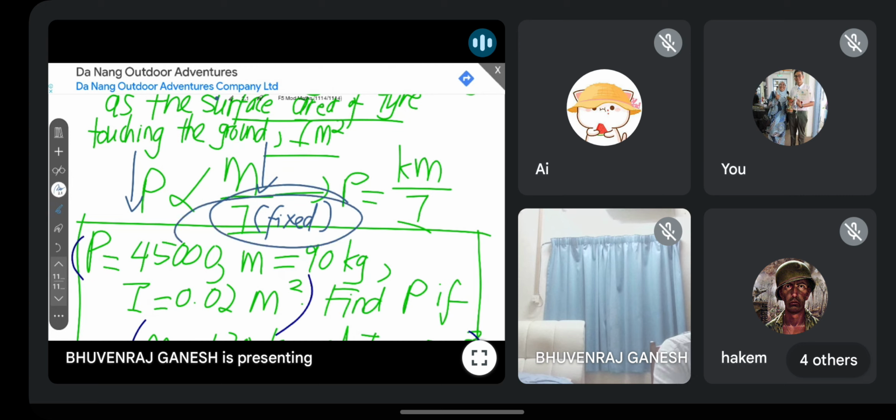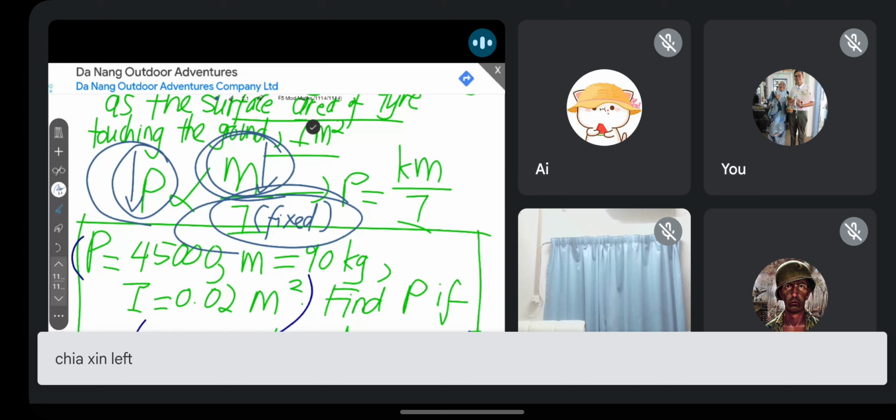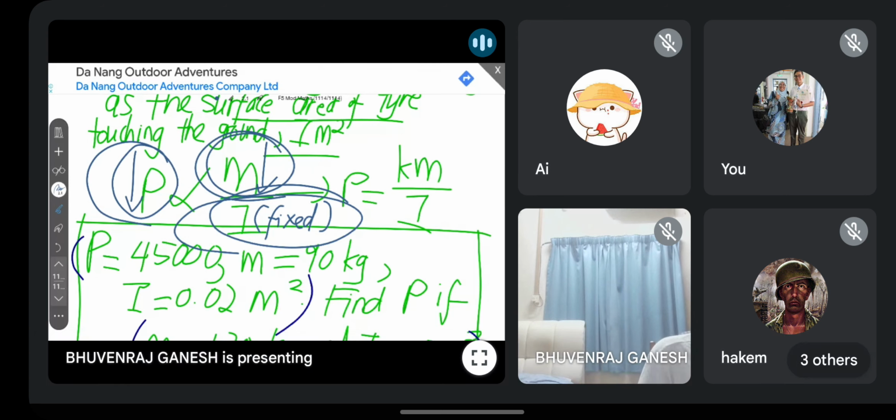So let's say this is the constant variable now, I is fixed. Okay, so how can I get the responding variable, which is pressure, to decrease? I want the responding variable, my pressure, to decrease. So what can I manipulate? What can I change? So the manipulated variable is your mass. Okay, my mass decreases, the pressure will decrease. So basically mass is your MV, pressure is RV, surface area is CV. Okay, like science only, you all learn. Manipulated: mass, responding: pressure, constant: tire area.